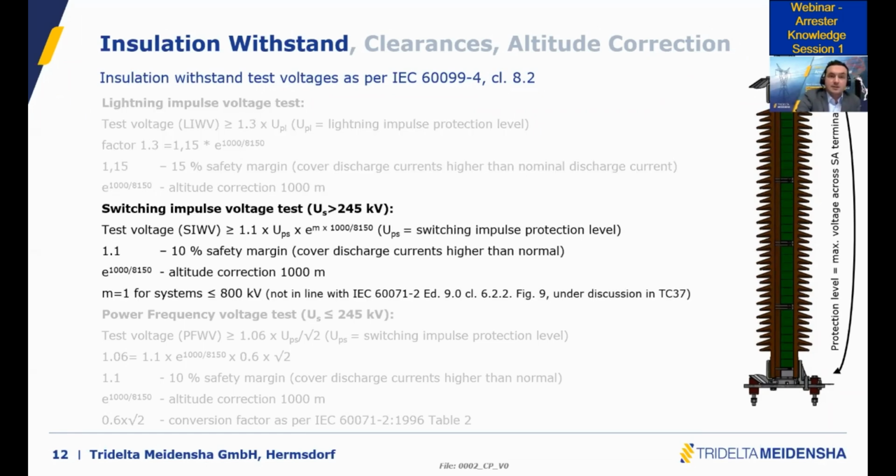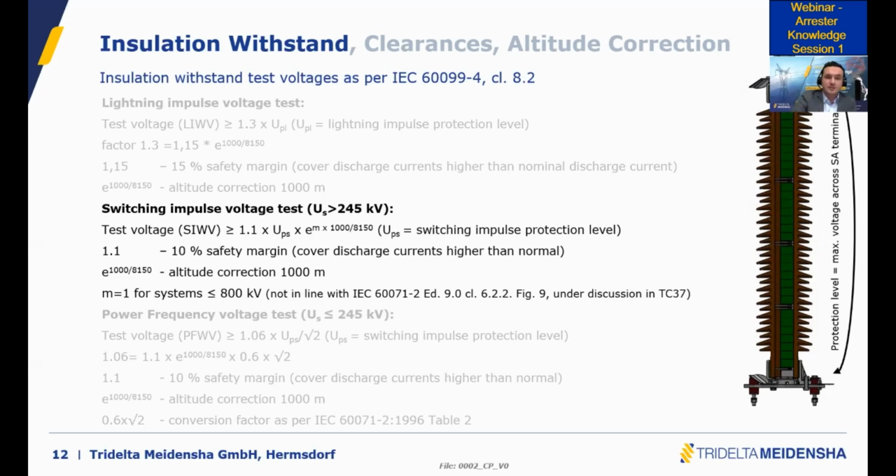Then comes a similar calculation with the switching impulse withstand test. Above 245 kV system, we are considering switching impulses, and below 245 kV system, we're considering power frequency. So we can say that up to 245 kV, most of the time, the lightning overvoltages are the most important or the decisive dimensioning factor for the housing of the arrester.